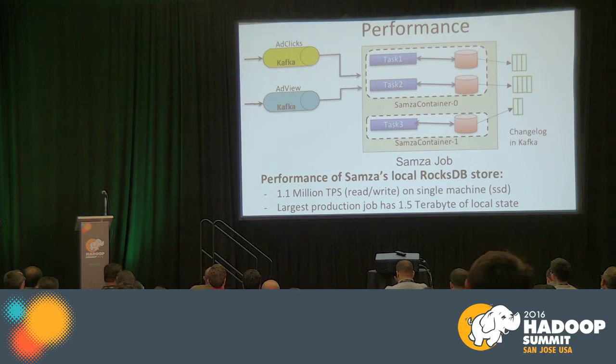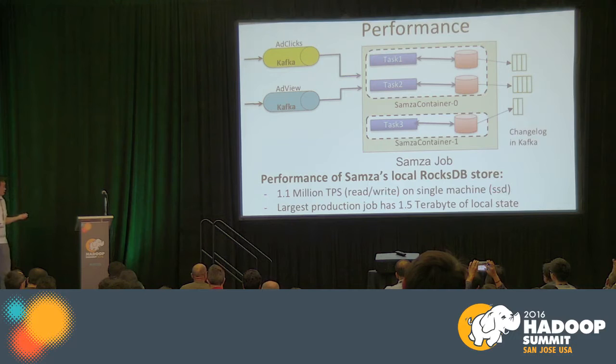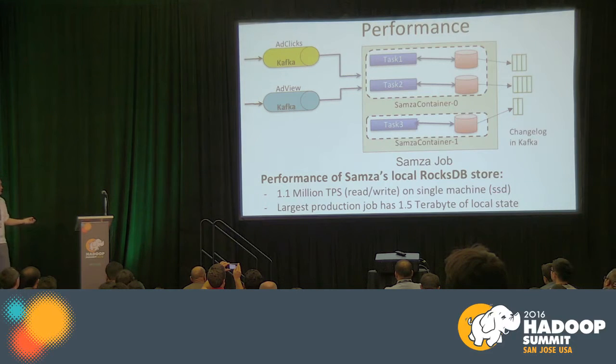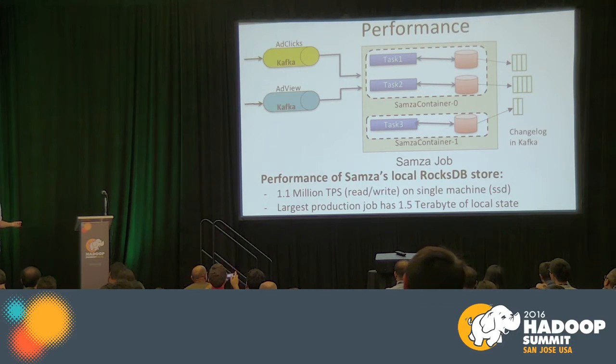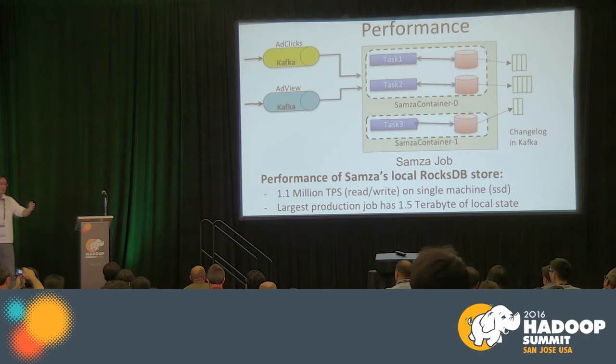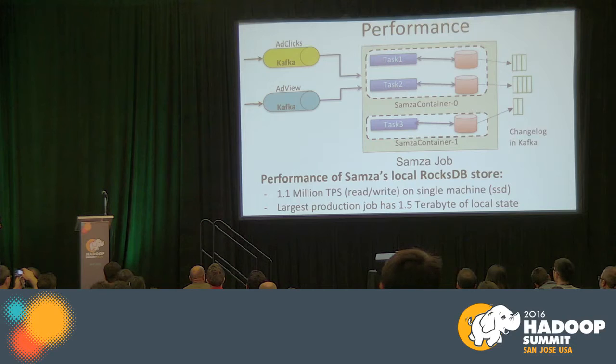And there are some numbers we got. We actually measured and did a benchmark, and we saw that for each single machine with SSDs, with Samza's local RocksDB store, we can achieve 1.1 million operations per second on a single box. Also, the collective size of the local store from our largest production job is 1.5 terabytes. Those are numbers that make us really happy. Just a note on that throughput: if you store the whole state in a remote store, we tested that the remote store throughput is only about 8,000 transactions per second. So it's way below the local access throughput.